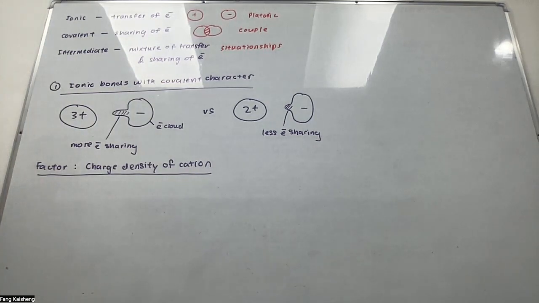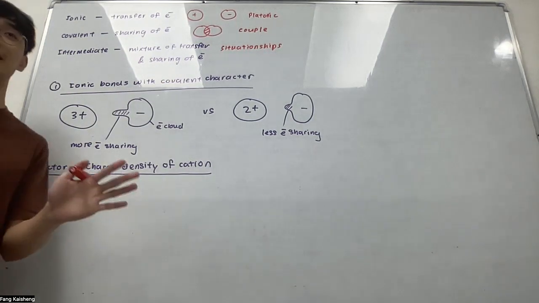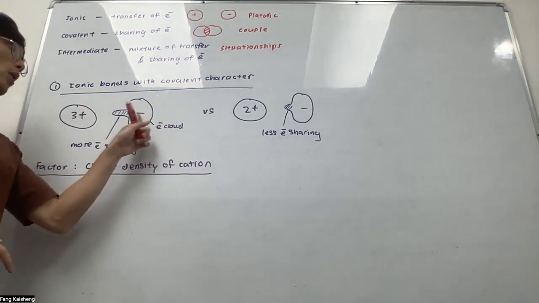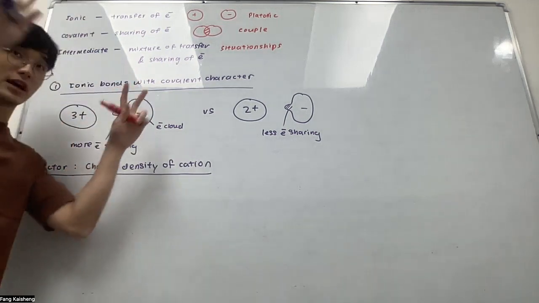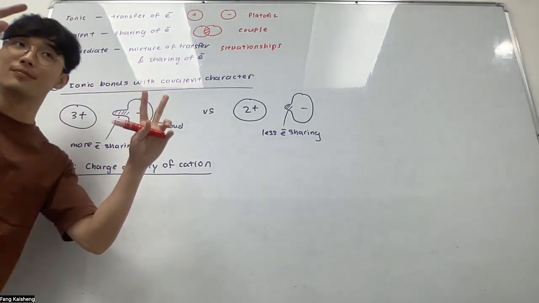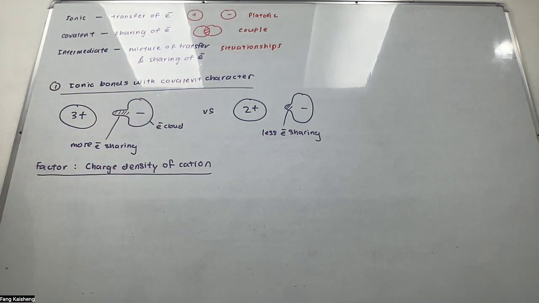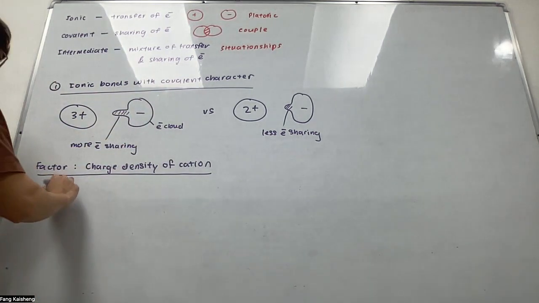So let's run through this idea once again. Anyone have any questions first? The more attractive the cation, the more likely you will pull the electron cloud of the anion. I'll still use the word pull for now. And that's why there's a higher chance of electron sharing. Make sense?